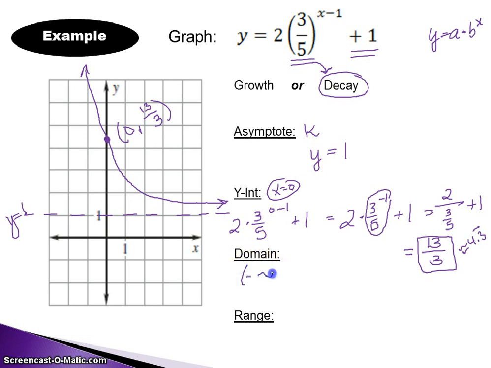Domain, again, never going to stop to the left, never going to stop to the right, so negative to positive. Range, look at your y's, there's nothing down here on the bottom. We start at that asymptote, so we start right here at 1 where we're leveling off. We never touch it, but that's where we start, so we have parentheses, and we continue to go up, so we continue to go to positive infinity.